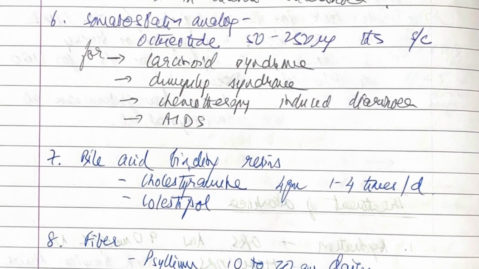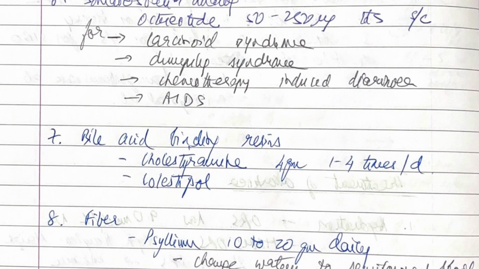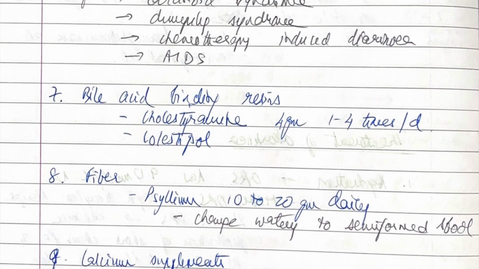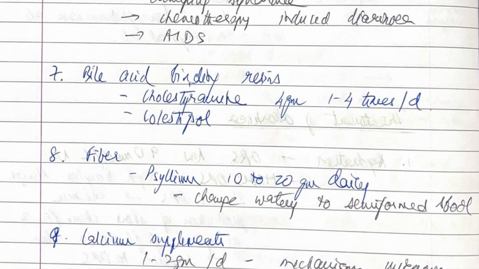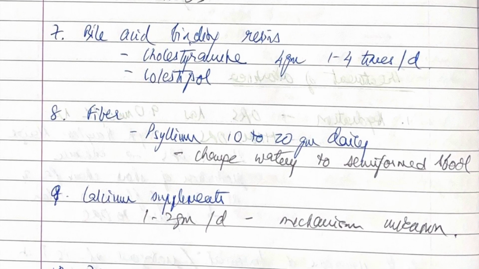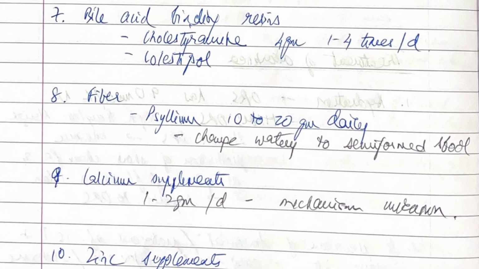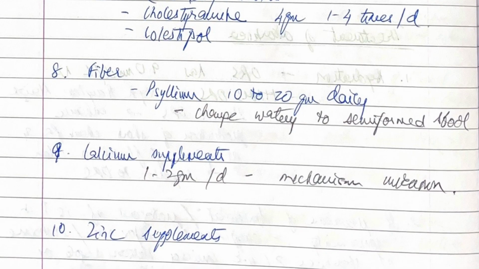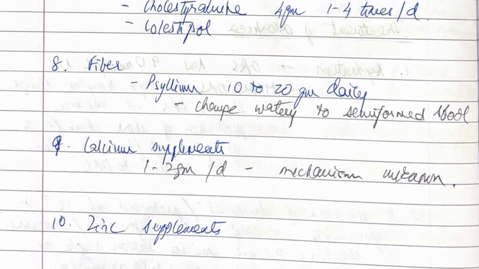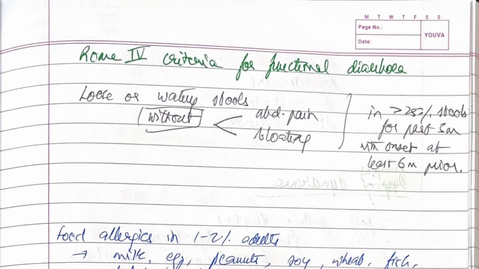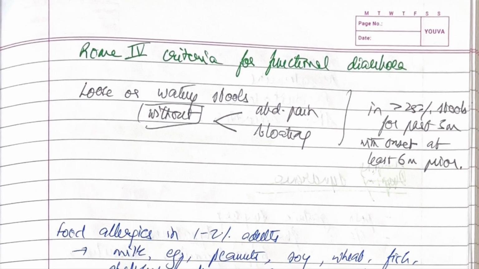Somatostatin analogs like octreotide can be used for carcinoid syndrome, dumping syndrome, chemotherapy-induced diarrhea, and AIDS. Bile acid binding resins like cholestyramine 4 grams 1 to 4 times per day or colestipol can be used. Fiber, psyllium 10 to 20 grams daily, changes the watery consistency to semi-formed stool. Calcium supplements are useful and so are zinc supplements.